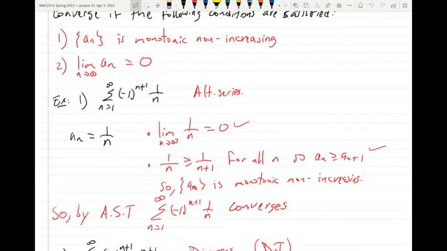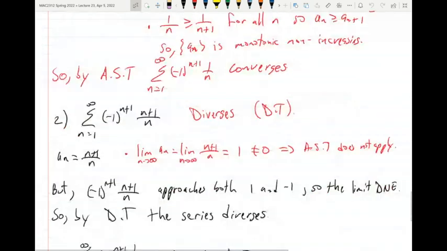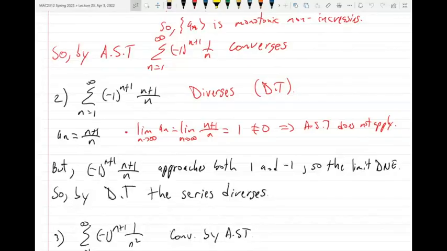For example, the alternating harmonic series converges because a_n is 1 over n in this case, and the limit is clearly 0 and it's decreasing. So the conditions are there. In this case, number 2, it diverges.